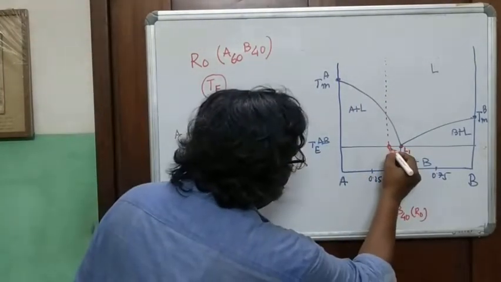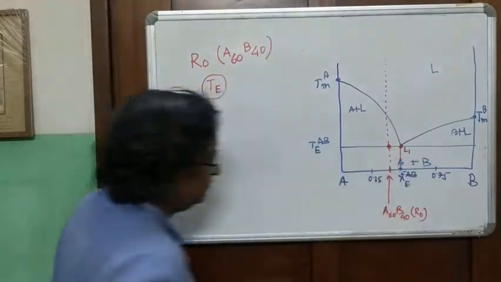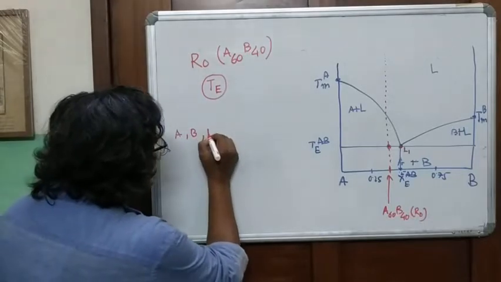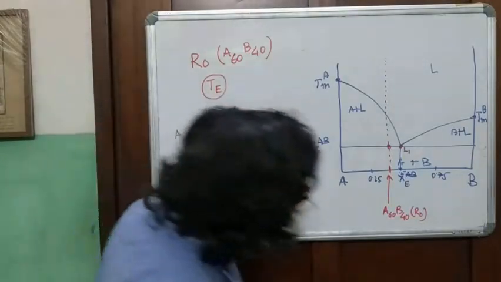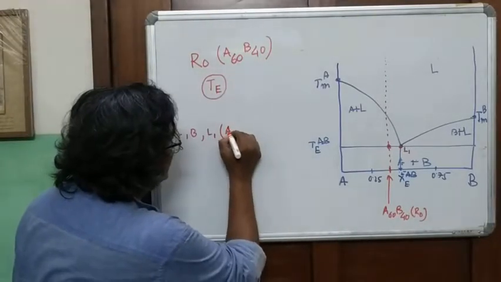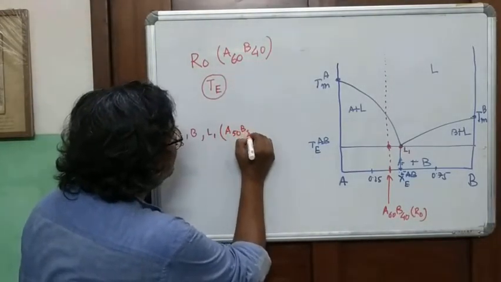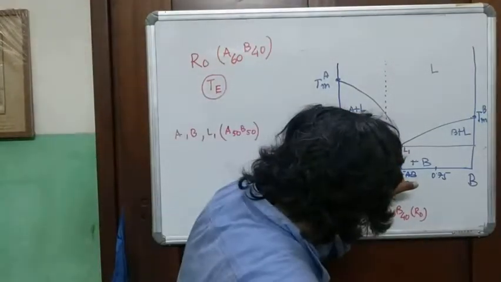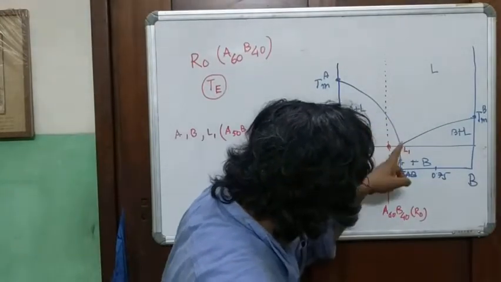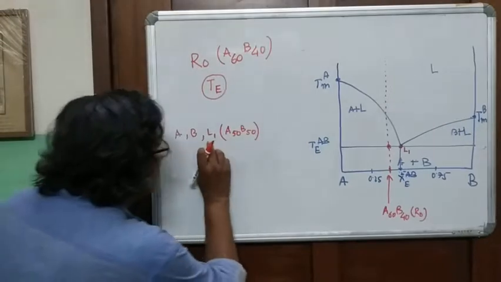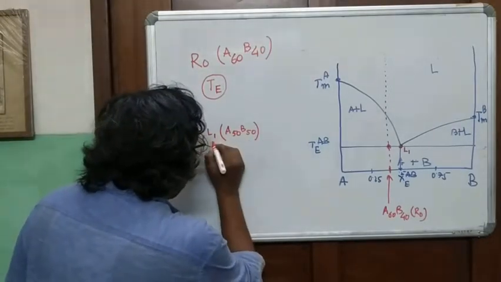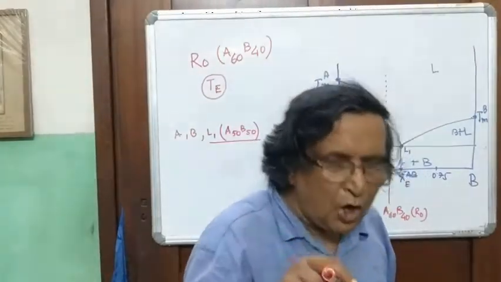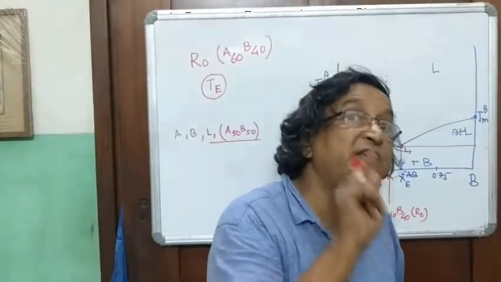Remember, this is R0. So if we melt L1, the first melt will be L1. That means L1 means what? The composition of L1 is A50, B50. Right? Now, at the eutectic, A, B, and the liquid are in equilibrium. So we know the composition of the liquid is L1, A50, B50. We also know the composition of A and B.